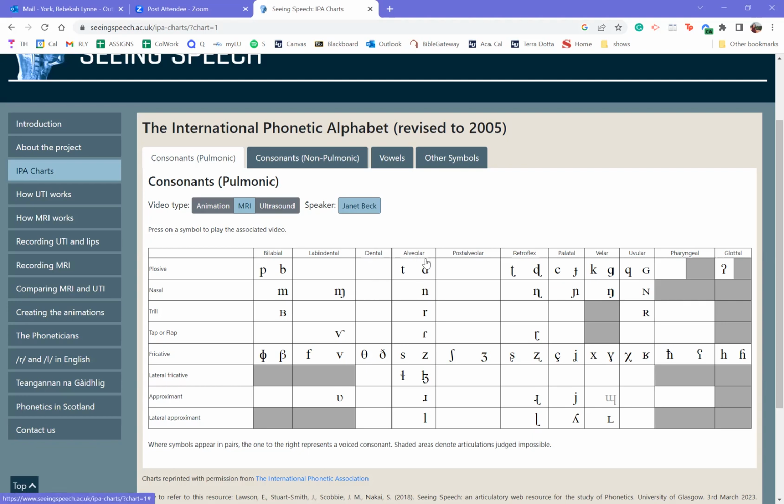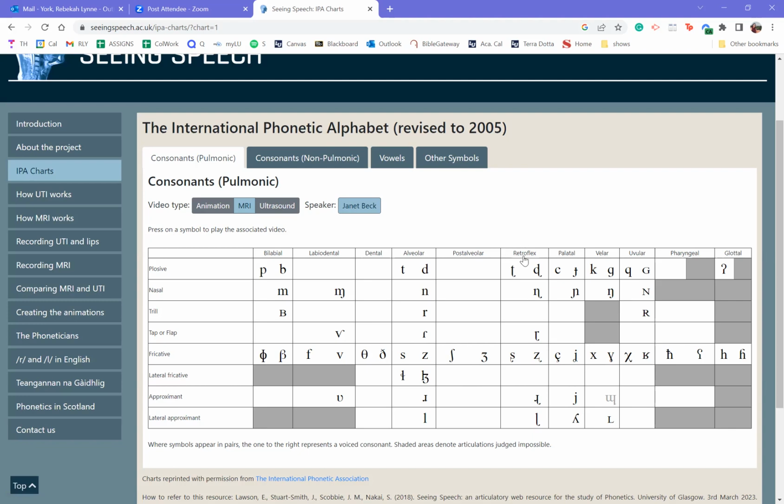Alveolar is the little ridge. If you feel with your tongue right behind your teeth is where the alveolar ridge is. And then it progressively goes backwards on the roof of the mouth. So postal alveolar is right behind, or a little farther back behind the teeth. So that's where the sh sound and the zh sound are, which is what I was explaining earlier.